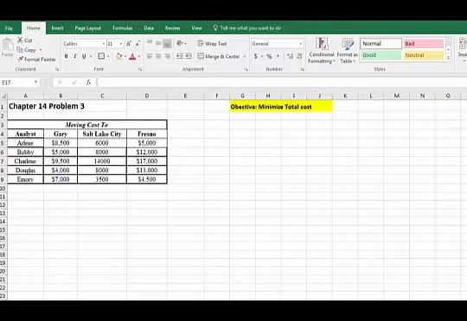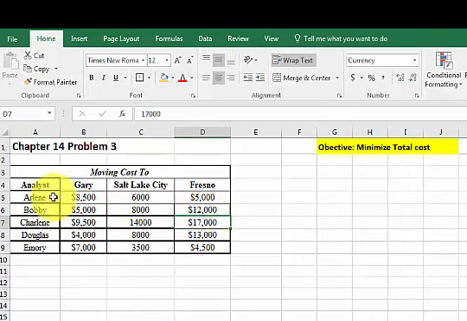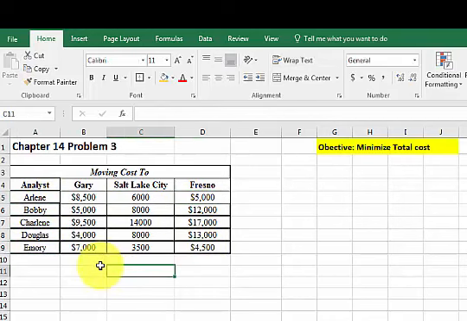Chapter 14, Problem 3. We're going to use linear programming to figure out the cheapest way to transfer 3 out of the 5 people to the new cities. So only 3 of these people are going to be taken. We have to decide what's going to be the cheapest way to move whom.